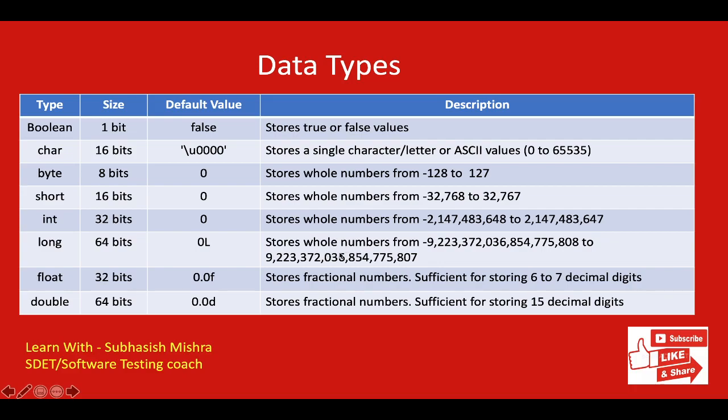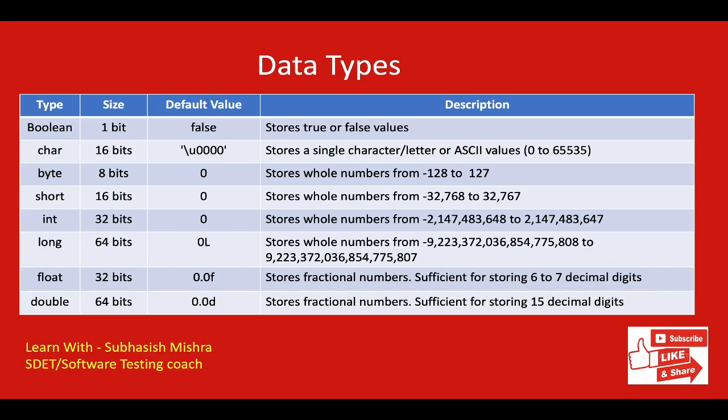Then we have float data type. The float data type is a single precision 32-bit IEEE 754 floating point. Its value range is unlimited. It is recommended to use a float if you need to save memory in large arrays of floating point numbers. The float data type should never be used for precise values such as currency. So default value is 0.0f for float.